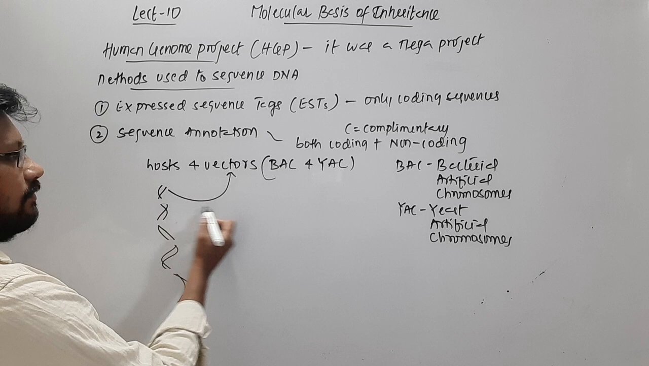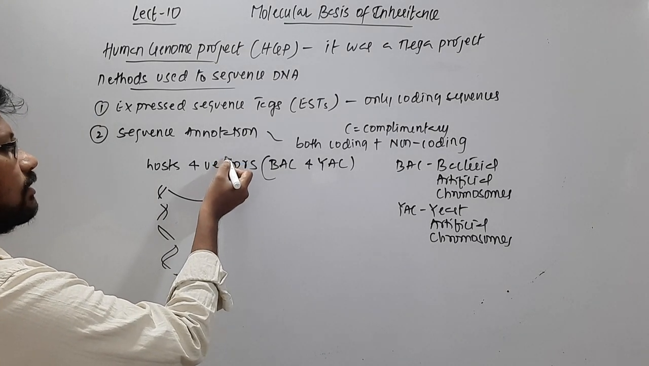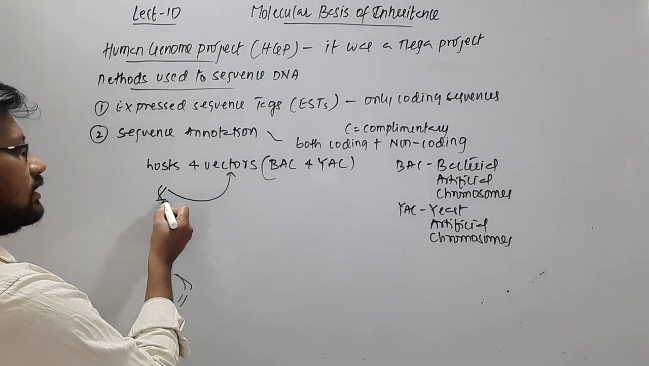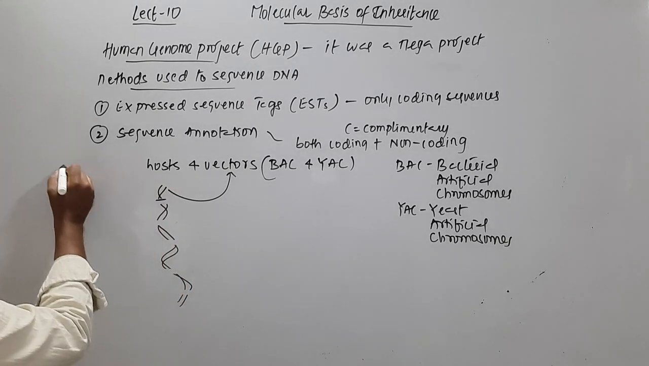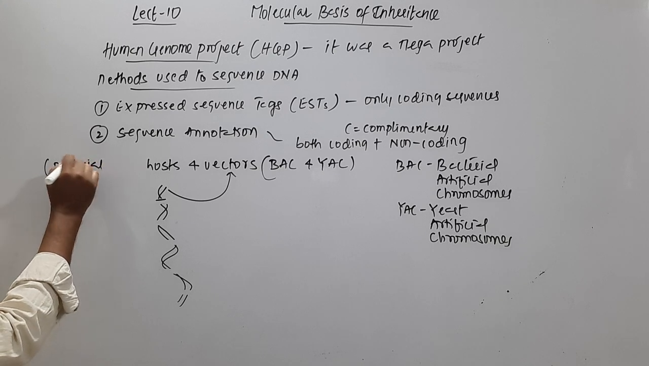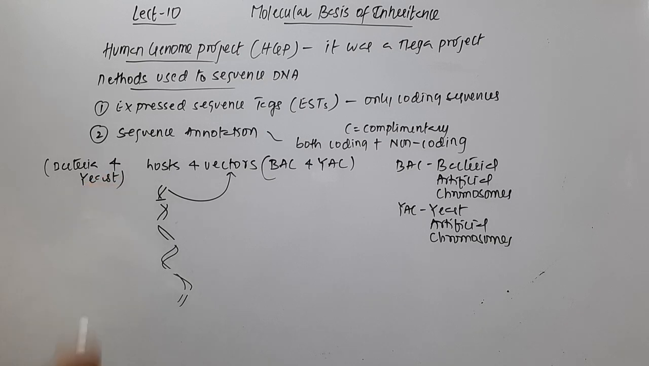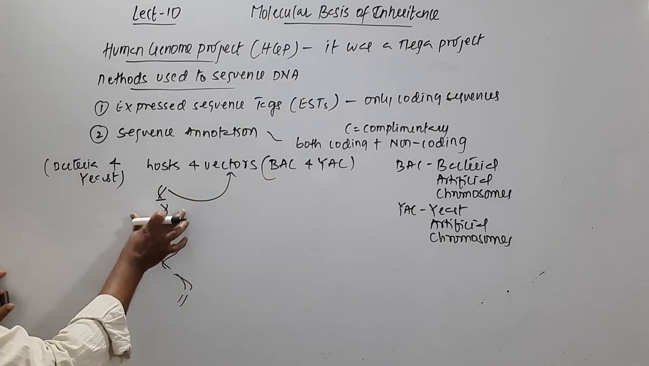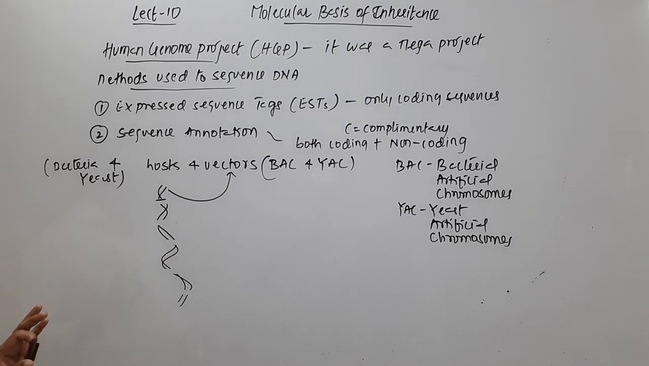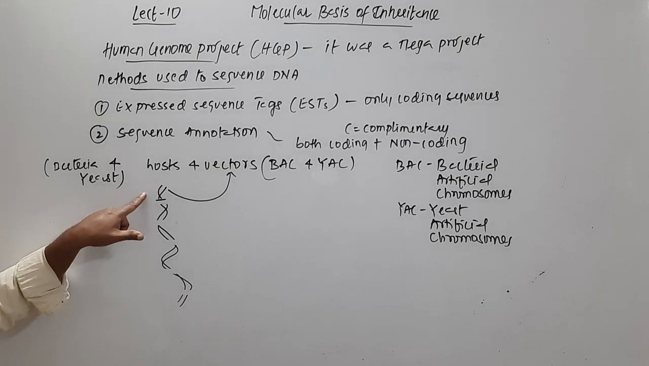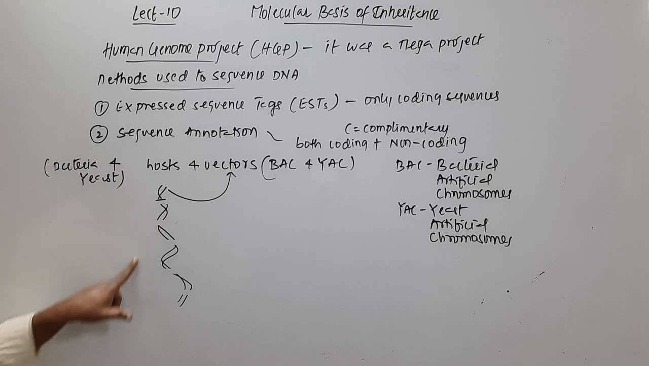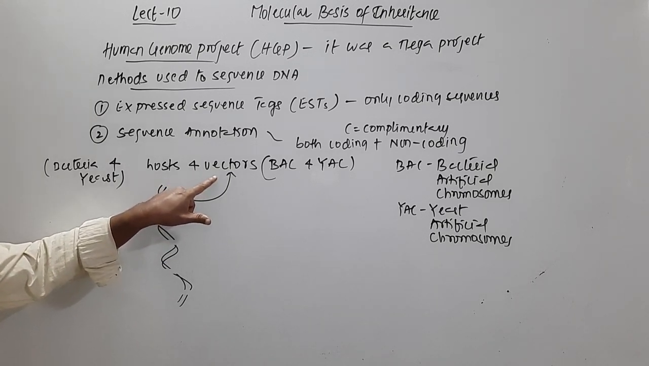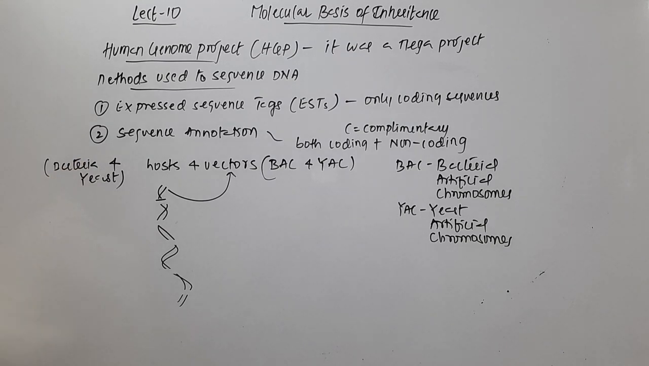Once this fragment of DNA is linked with this vector, the vector will help in transferring the fragment into the host. And the hosts we use here are bacteria and yeast. So BAC will help in transferring this into the host bacteria, and YAC will help deliver it into yeast. These vectors help in the process of cloning. Linking the DNA fragments to the vectors and putting them into the bacteria is what we call cloning, and this actually helps in determining the sequences.